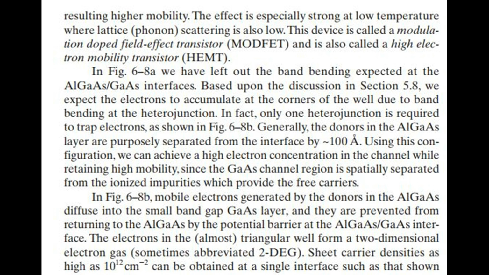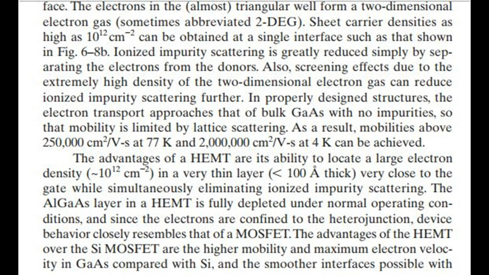Generally, the donors in the aluminum gallium arsenide layer are purposely separated from the interface by 100 angstroms. Using this configuration, we can achieve a high electron concentration in the channel while retaining high mobility, since the gallium arsenide channel region is spatially separated from the ionized impurities which provide the free carriers. In Fig 6.8b, mobile electrons generated by the donors in the aluminum gallium arsenide diffuse into the small bandgap gallium arsenide layer, and they are prevented from returning to the aluminum gallium arsenide by the potential barrier at the aluminum gallium arsenide/gallium arsenide interface. The electrons in the almost triangular well form a two-dimensional electron gas, sometimes abbreviated to 2DEG.